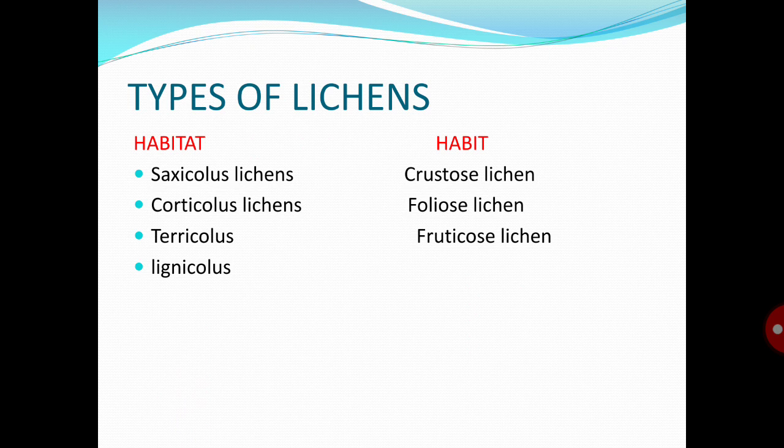Types of lichens. As per the habitat, there are four different types of lichens. They are saxicolous lichens, which grow on rocks, corticolous lichens, which grow on the barks of other trees, terricolous lichens, which grow in the soil, lignicolous lichens, which grow on the woods.